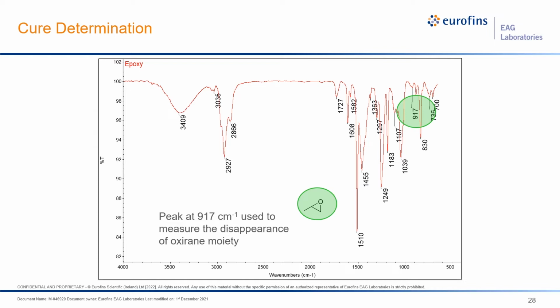And this also works for a variety of different polymers. As long as we can distinguish between the monomeric form and the polymeric form by FTIR, as long as there's a specific band that we can follow, then we can actually quantitatively determine the cure of a sample.